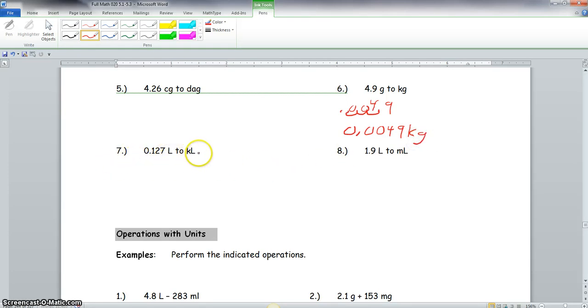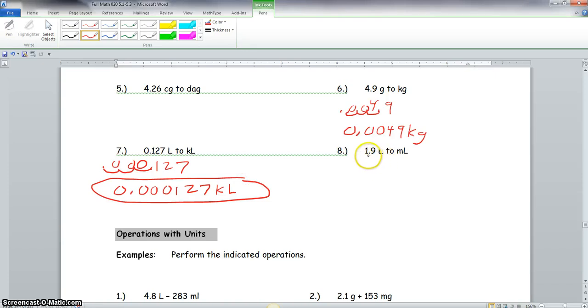Now we go here to number 7. We're going from liters to kiloliters. Basically the same operation here. It's the base to kilo. So that means we'll move to the left 3 places. So we have our 0.127, and we'll move 3 places to the left. So now we would have 0.000127 kiloliters.